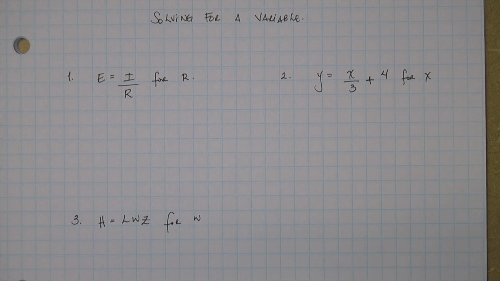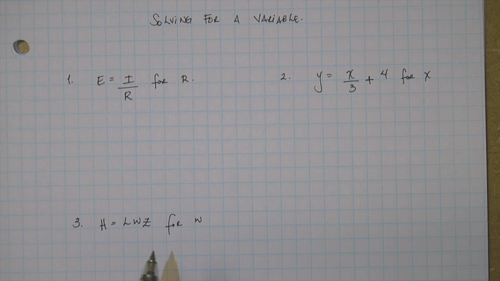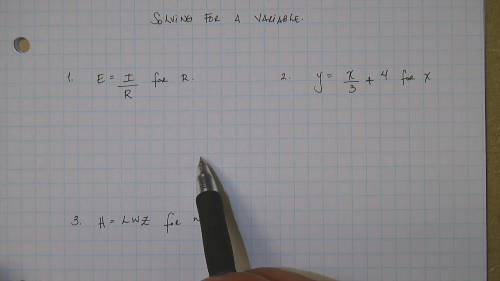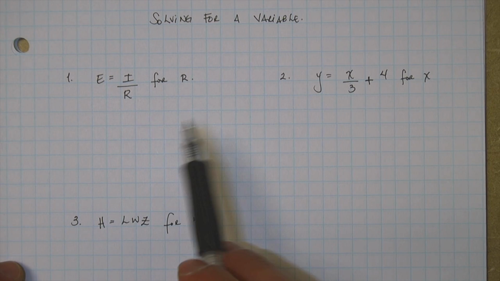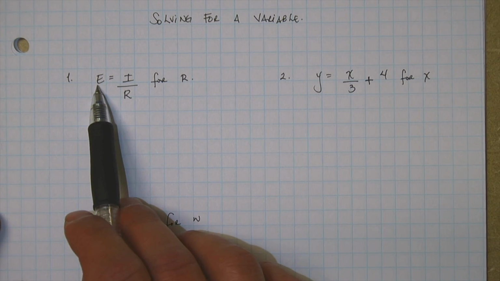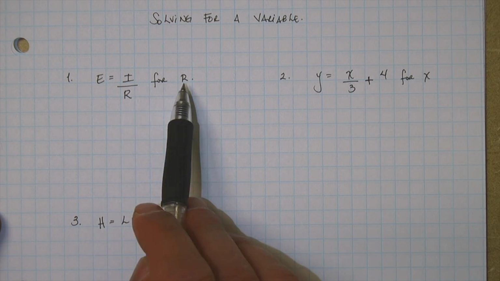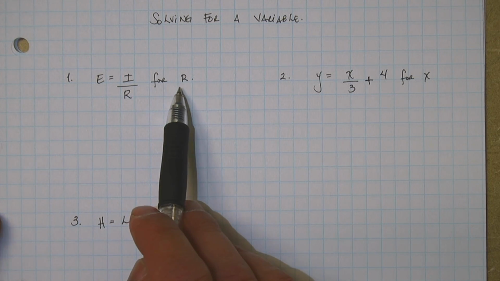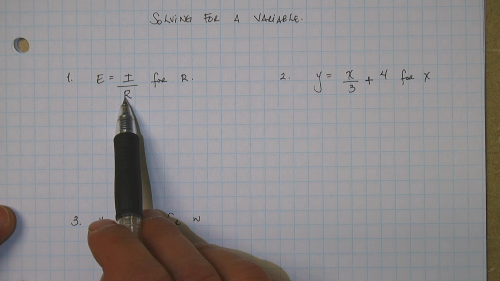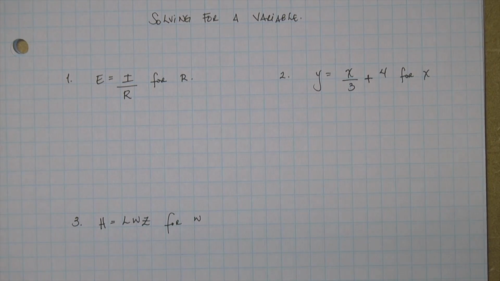Hey guys, I want to go ahead and talk about solving for a specific variable. Now these things can get a little bit complex, and sometimes students get confused, but you have to remember what the math is telling you. Right here, it's telling me that this variable E is equal to I divided by R. So if I want R by itself, isolated, I have to undo things. So I'll show you the long way and then I'll show you a little trick.